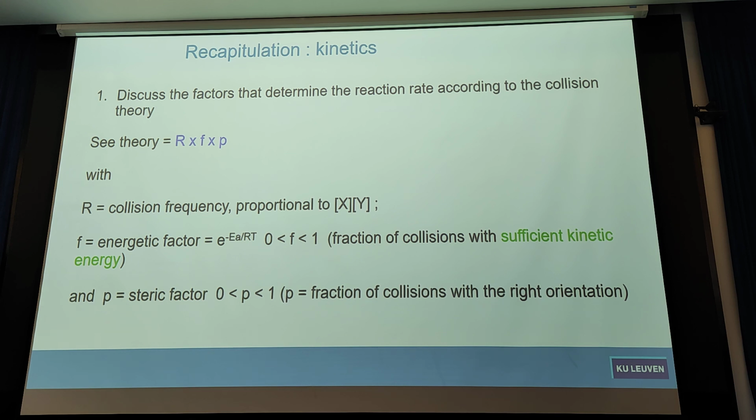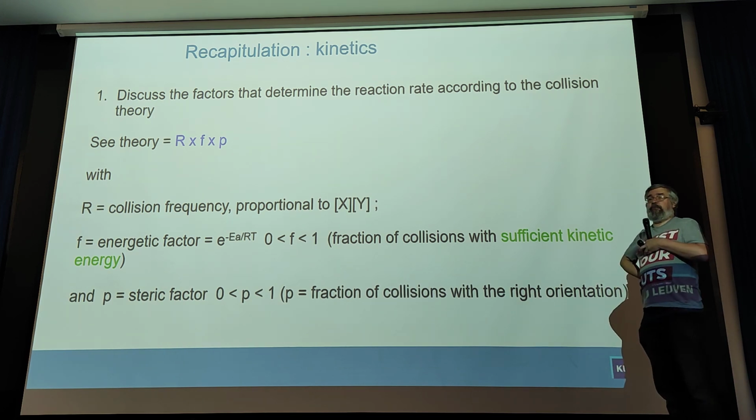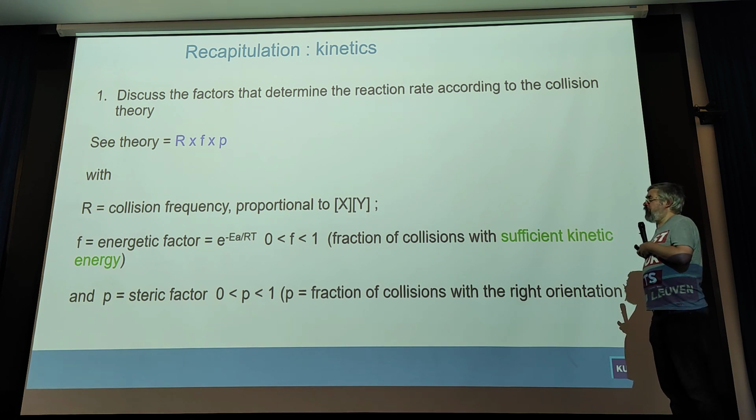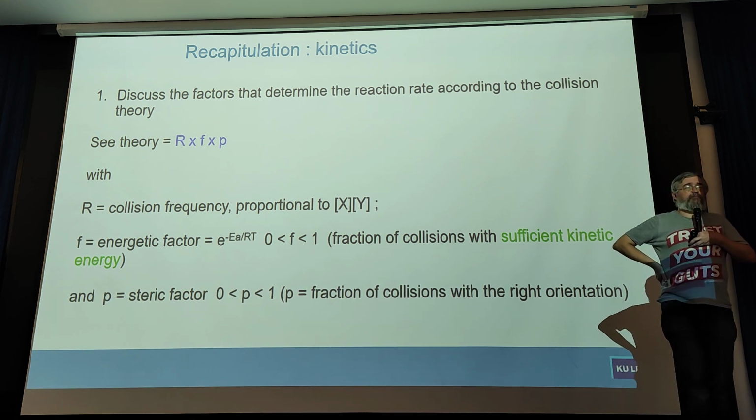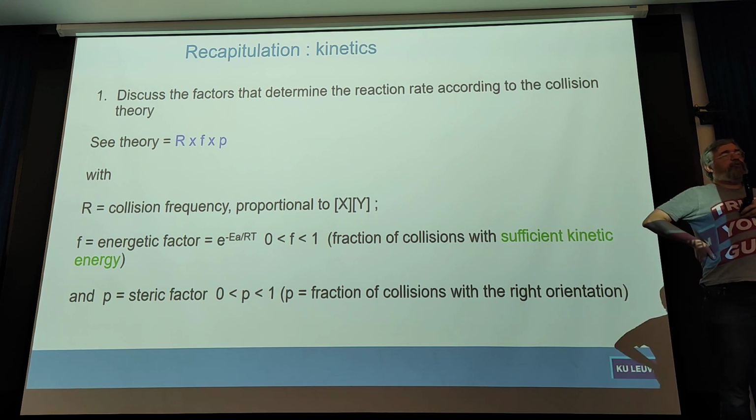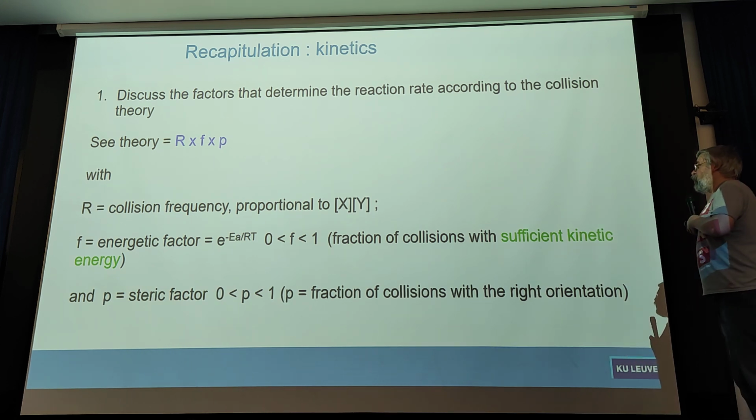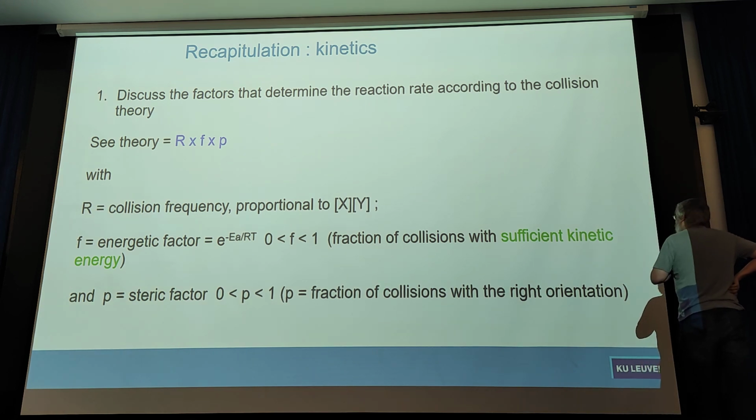Then F is an energetic factor, and that's the amount of collisions that have the right energy. That has to do with the Maxwell distribution at a certain temperature. So this is indeed this factor e to the minus E_A over RT. And that's typically going to be a number between 0 and 1. So if your activation energy is very large, it's going to be close to 0. If it's very small, it's going to be close to 1. Of course, your temperature also has an influence.